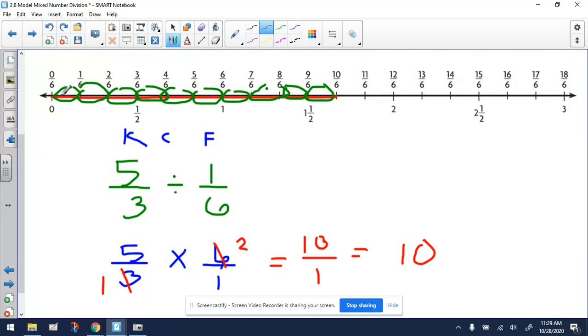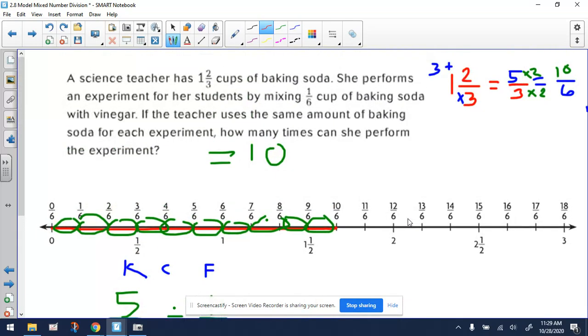So either draw a number line and model it and get 10 groups of 1/6, or do the algorithm and get 10.